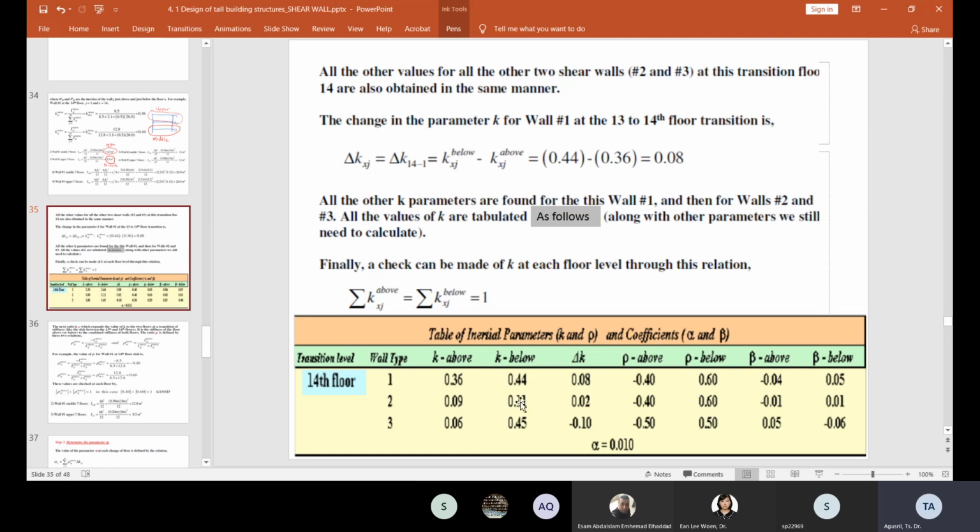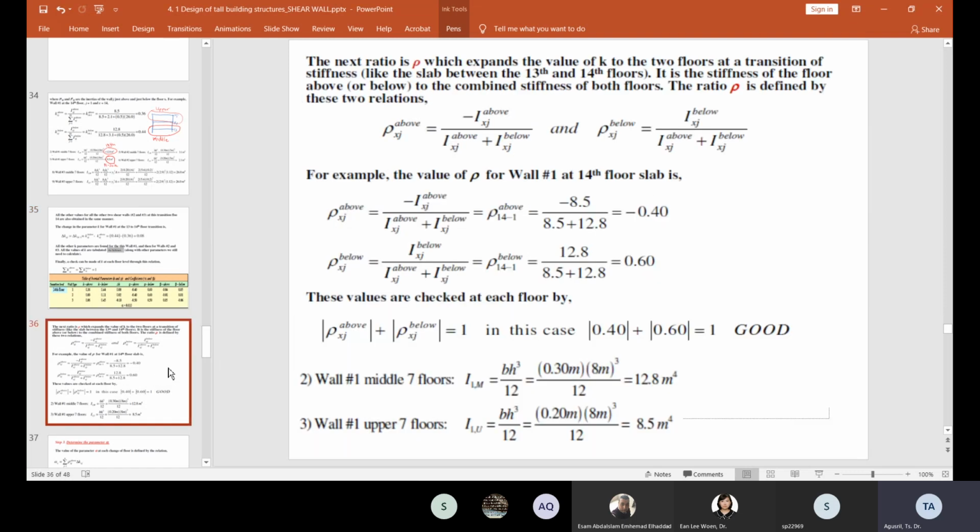Is it clear? As you can see here, the total K below for the same level is 1. 0.44 plus 0.11 plus 0.45. So means 100% equal to 1. Yeah? And then this is the delta K that we get 0.08. Okay. And then the next step, you need to calculate the rho.